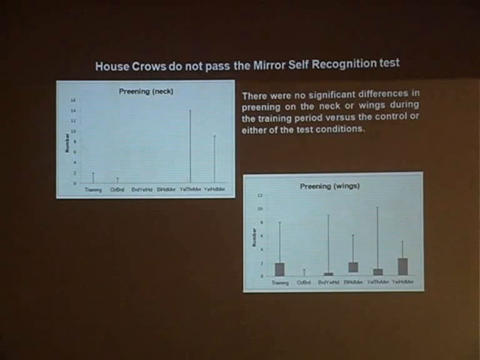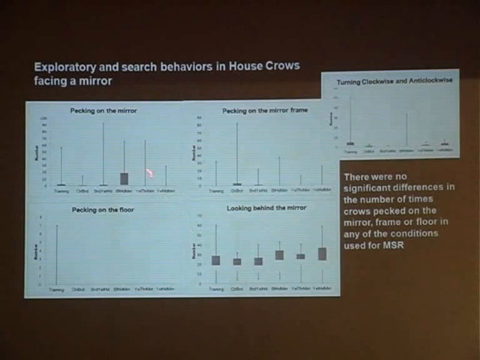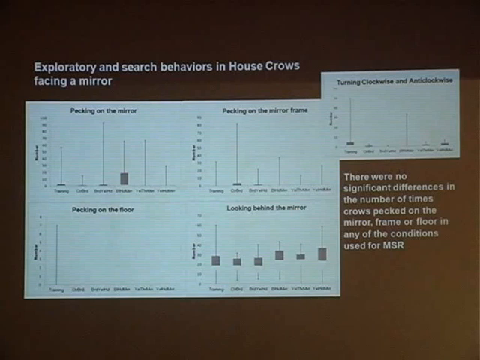And here, unfortunately, again, this is probably not going to work, but here you can see this very prominent mark on the bird. But the bird, other than moving around and making some vocalizations, does not try to remove the mark from its body. Most of the other parameters that we tested, like pecking on the mirrors, looking behind the mirror, turning clockwise and anti-clockwise, were also not very different. And it seemed that crows, after a while of paying attention, thinking that this bird was a conspecific, did nothing much in the box with the mirror in it.